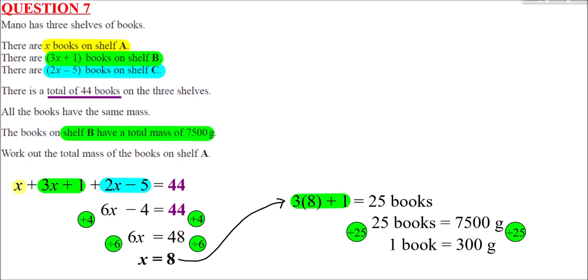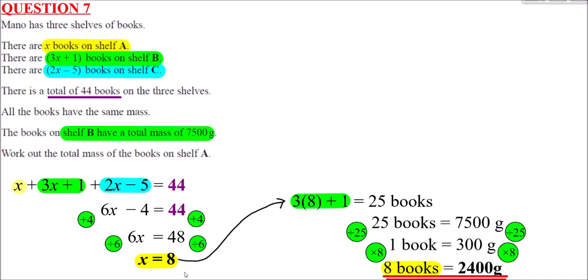However, we want to work out the total mass of books on shelf A. Well, shelf A is when we've got x books, and we know that x is 8. So we want the mass of 8 books. So to go from the mass of 1 book to the mass of 8, we can multiply this by 8 on both sides. Therefore, multiplying by 8, we see that 8 books, in other words, x books on shelf A, that must be 300 times 8, which is 2,400 grams. So we got what x was by using purely algebra.